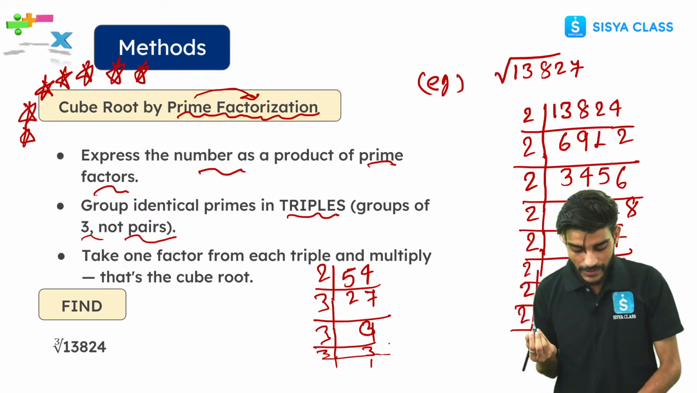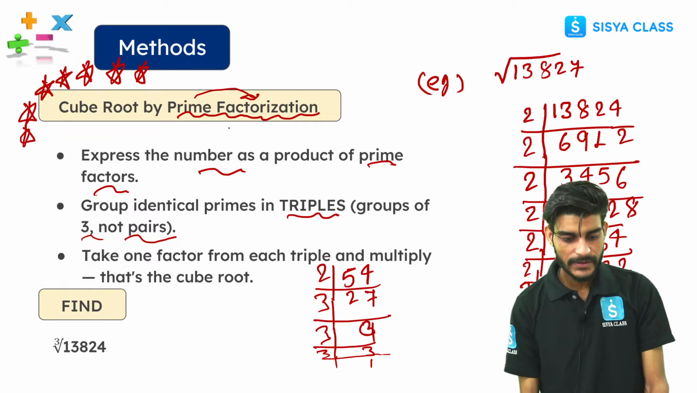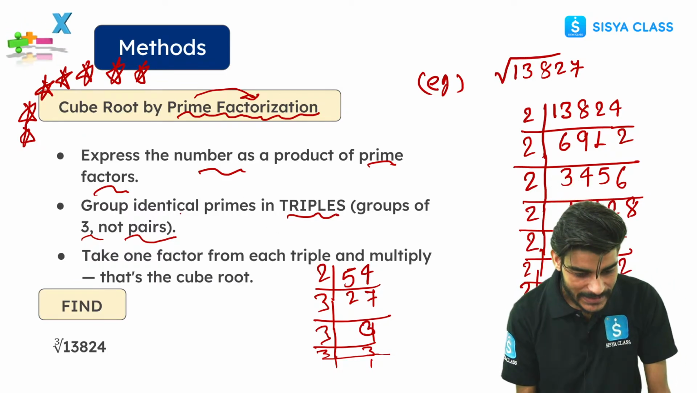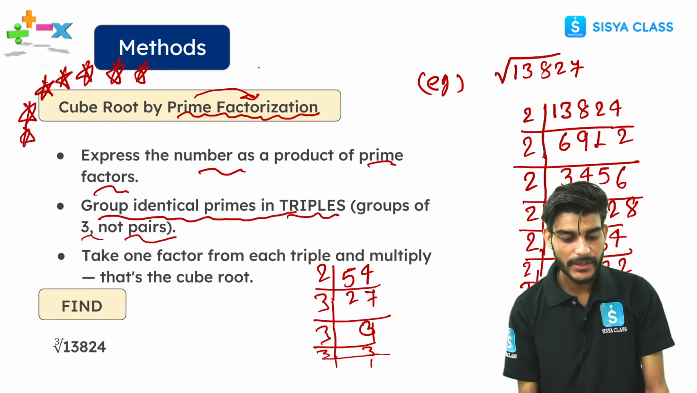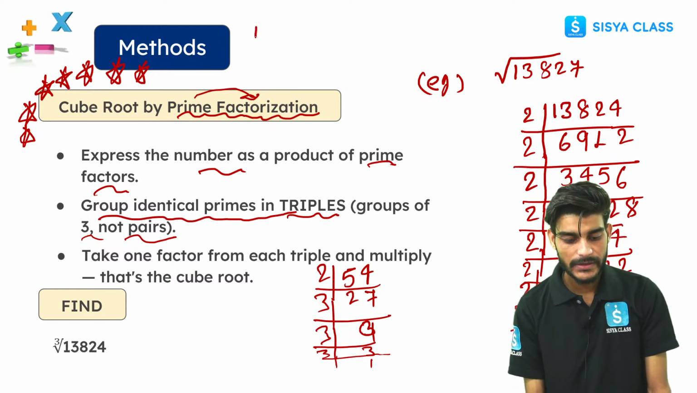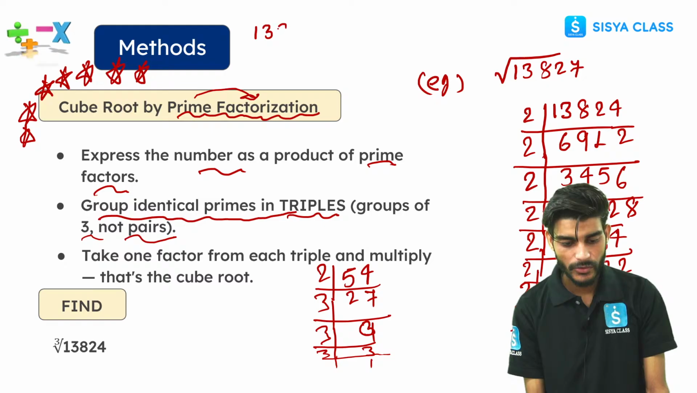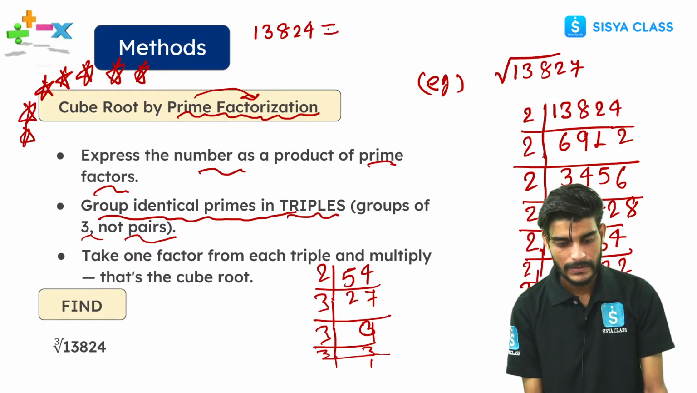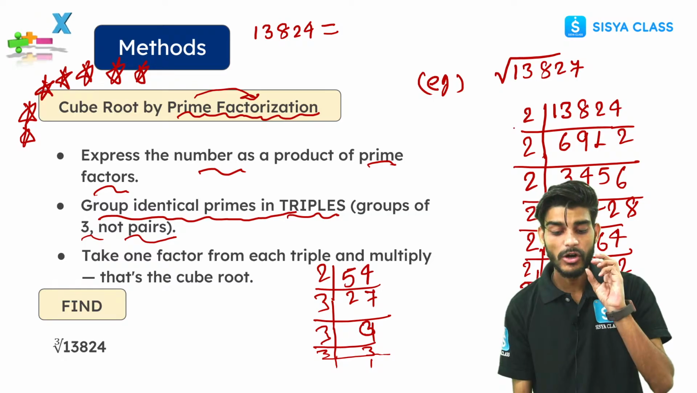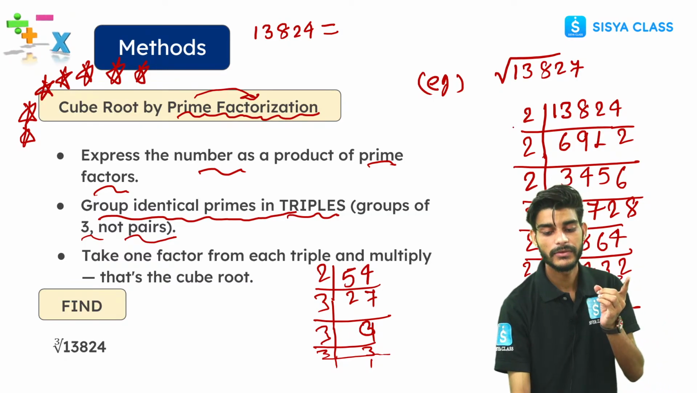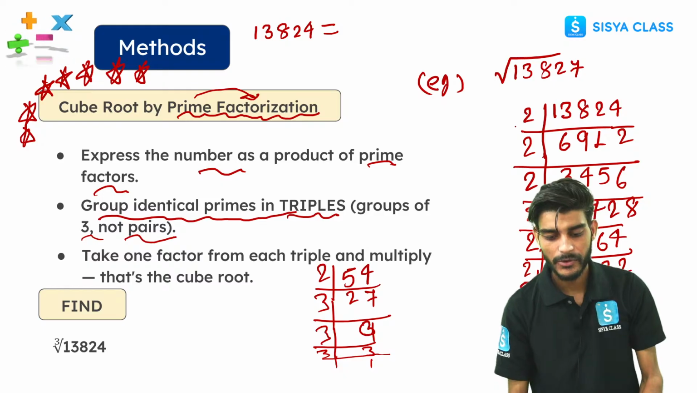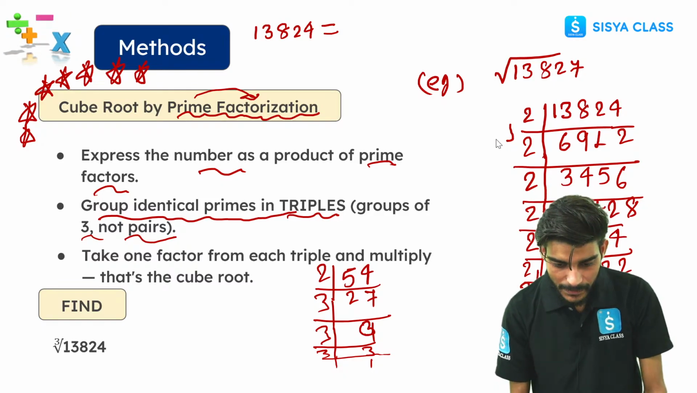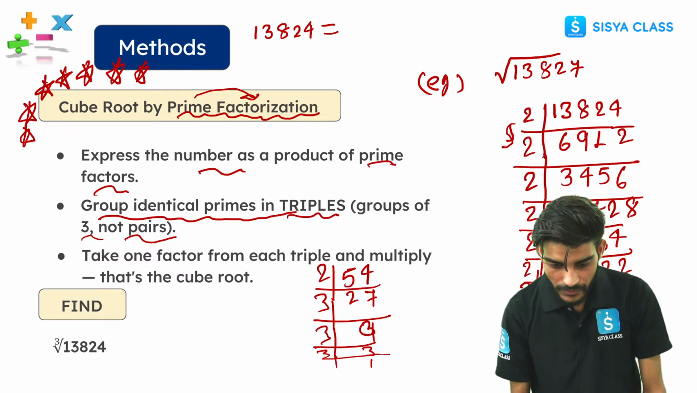So how to write these numbers in prime factors? Simply, the second step is to group identical prime numbers in triples. So can I write 13,824 as triples, not pairs? Like in squares, what you used to do, we were writing in pairs, but here we have to make triple groups. So how many 2s do we have?